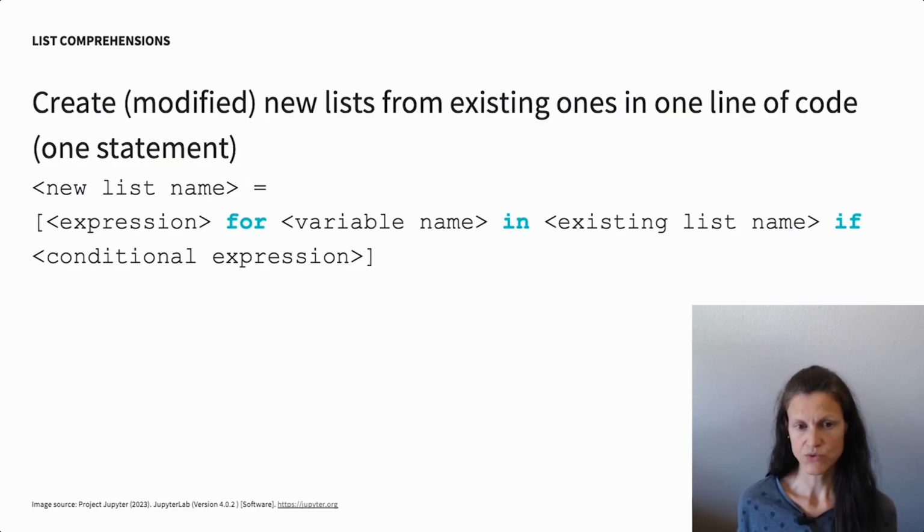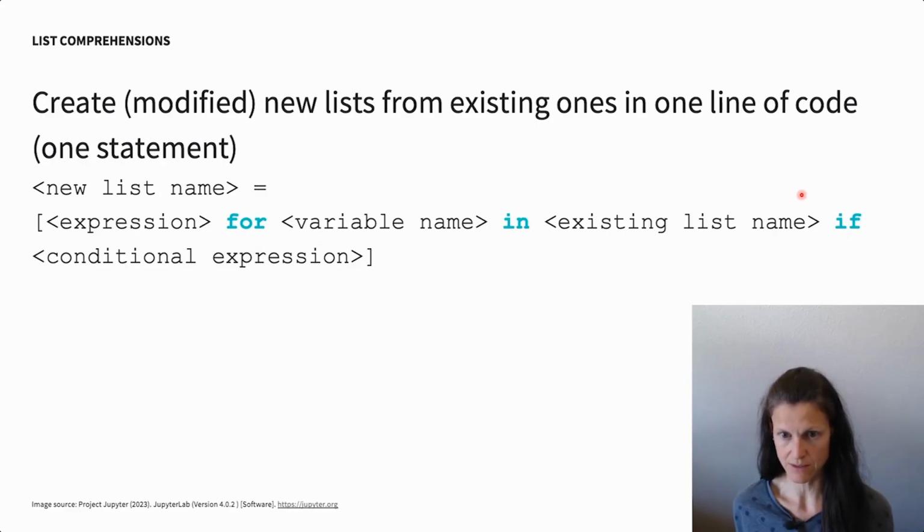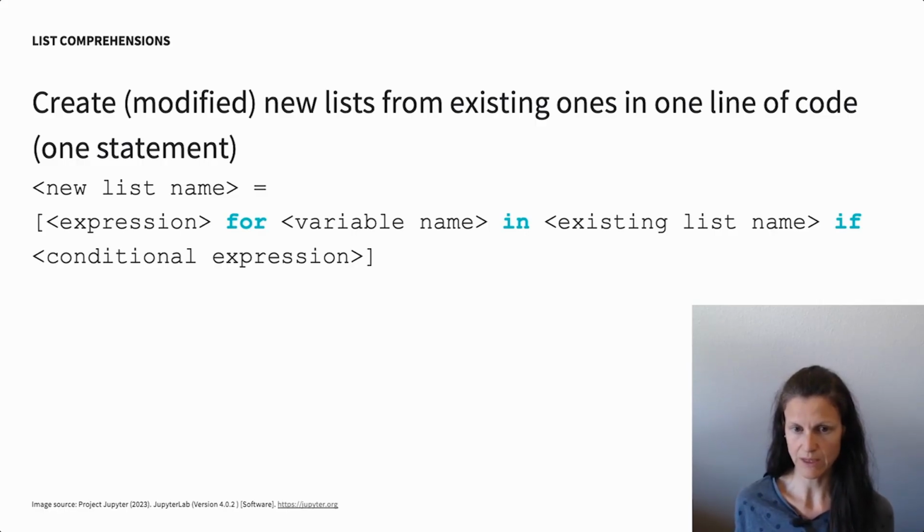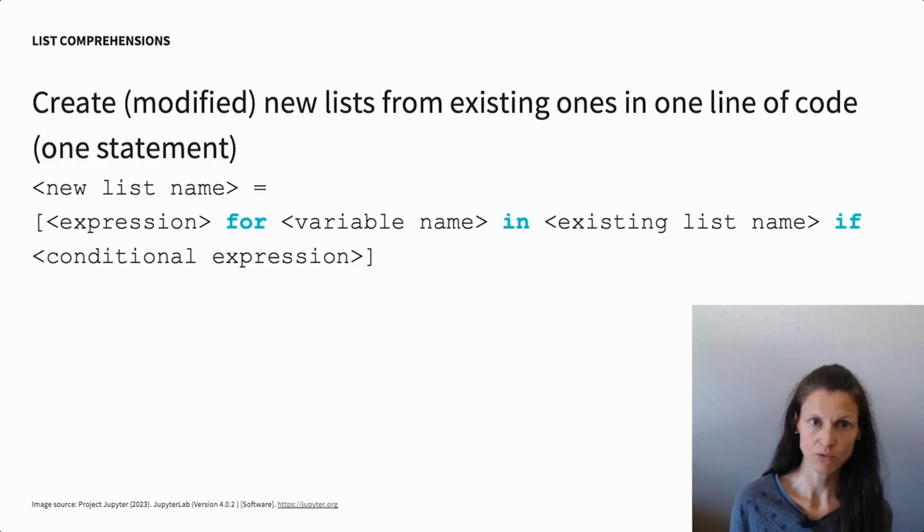The easiest is here actually to start reading from the middle. So here, if we take just this clause for variable name in existing list, this is what we know already from the for loop. Yes, we loop over the elements in an existing list. And then we can write here an expression defining what we want to do with each element. And then in addition, but this is actually optional, we can also formulate a conditional expression to say which elements of the existing list we want to consider.